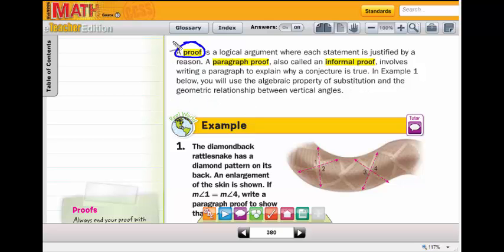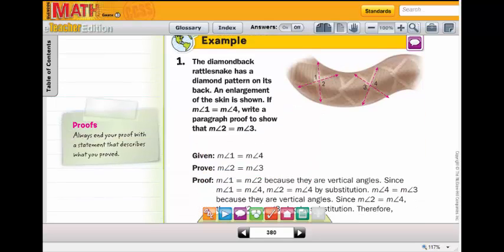A proof is a logical argument where each statement is justified by a reason. A paragraph proof is also known as an informal proof. It involves writing a paragraph to explain why a conjecture is true. In example 1 below, you will use the algebraic property of substitution and the geometric relationship between vertical angles. So let's take a look at what some of this might mean.